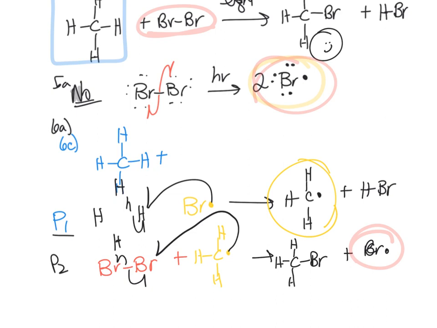What is the third step of the radical chain reaction? That would be termination. All right, and what has to happen chemically to stop the reaction? Two radicals have to combine.